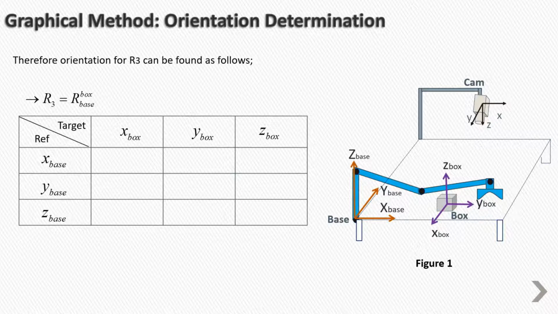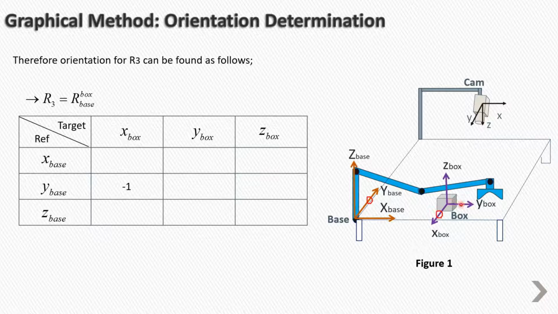Okay, as you can see, these two are parallel to each other but at different poles. Okay, so we notify that here the value is -1 between the X box and the Y base.